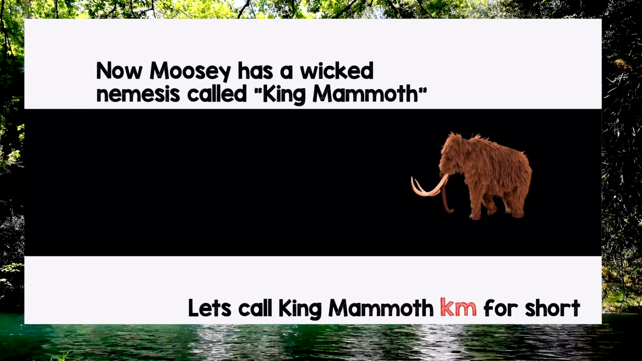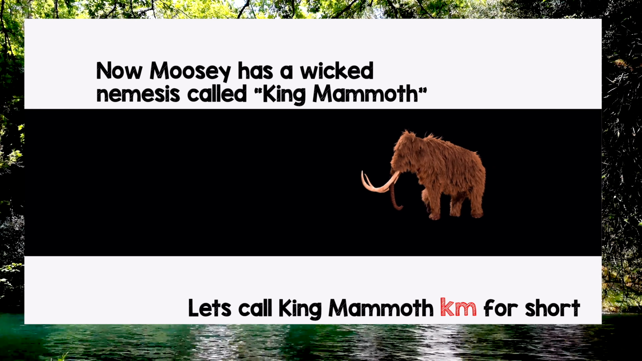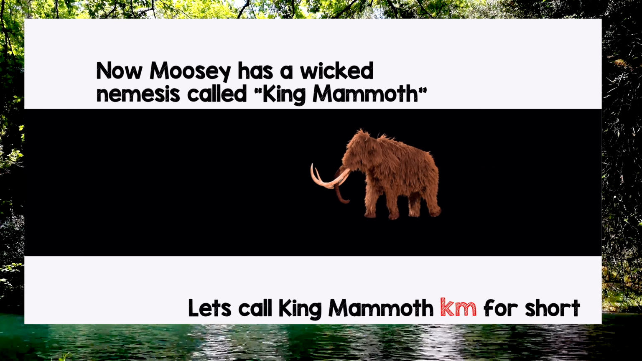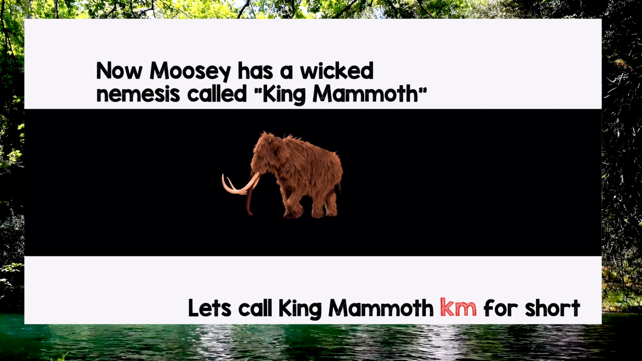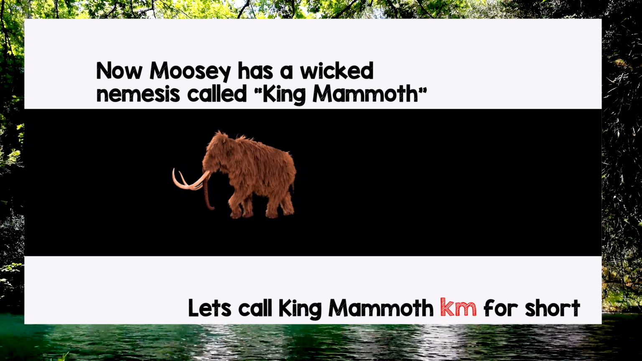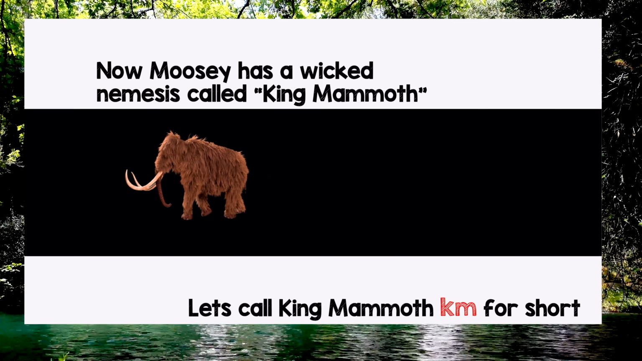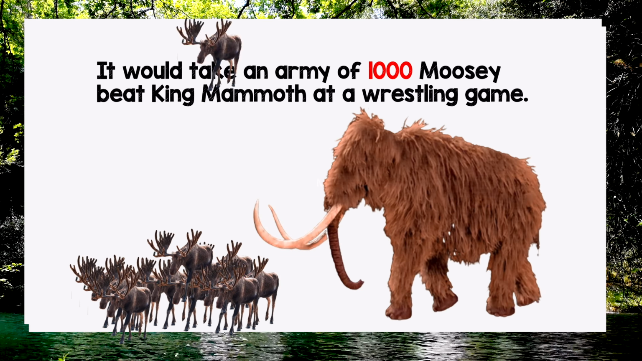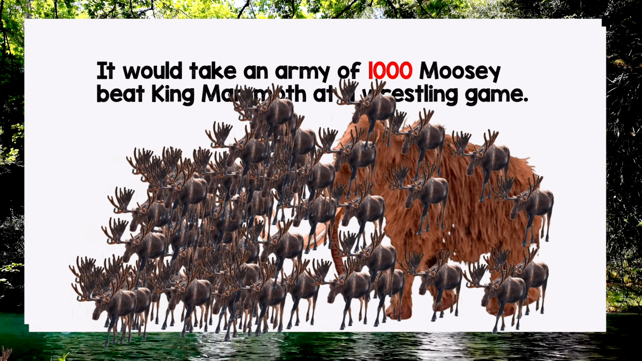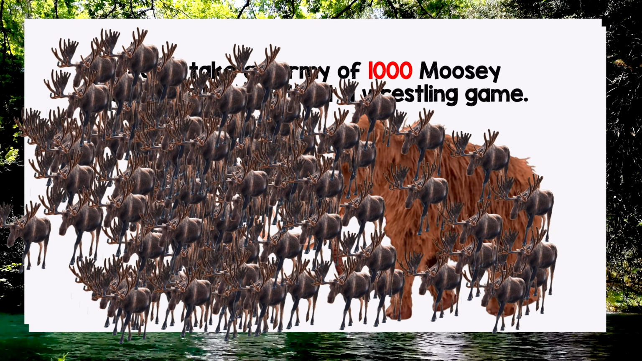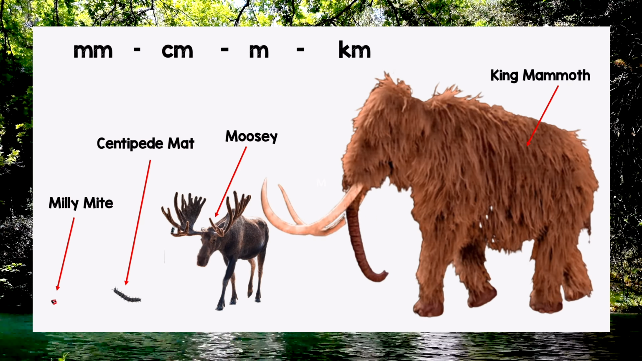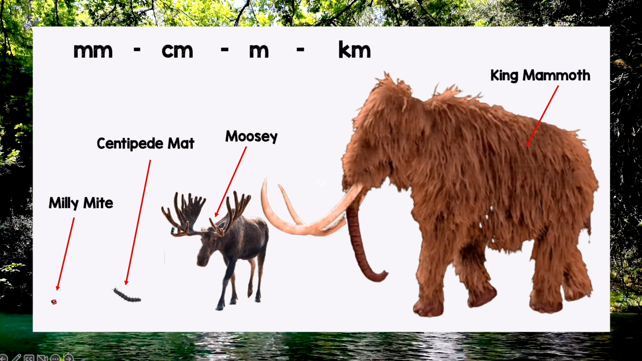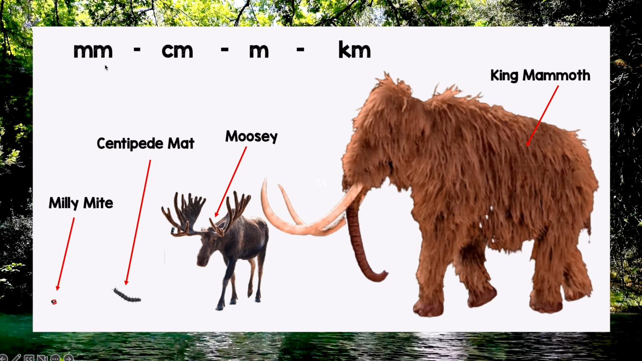Now, Moosey has a wicked nemesis called King Mammoth. He wanders around looking for Mooseys to eat and wrestling fights. Let's call King Mammoth KM for short. Now, it would take an army of 1,000 Mooseys to beat King Mammoth at a wrestling game. So, it's not easy.